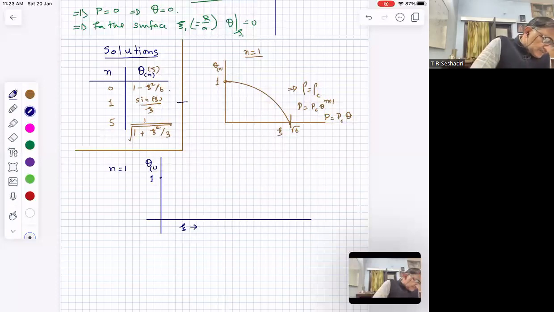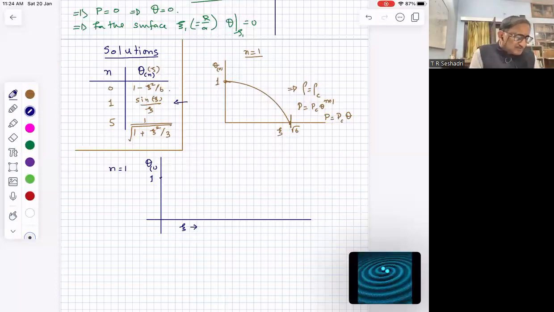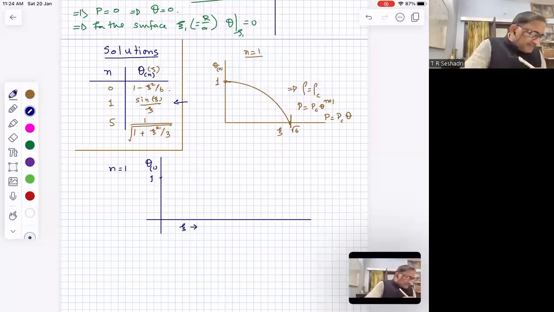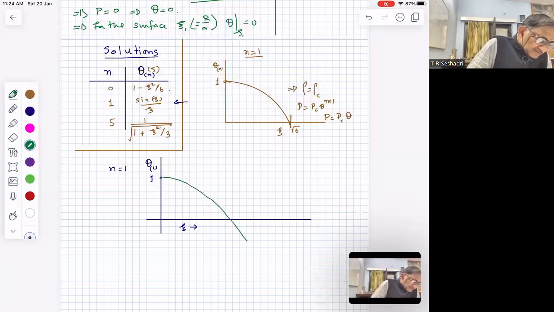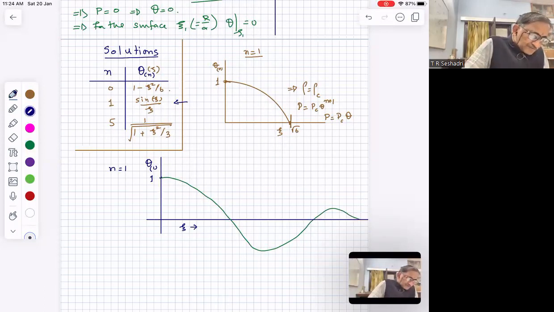Right? I mean, this is my solution. So what value of xi will theta become 0? Pi. At xi equal to pi, it will hit the first 0. But then at every integer value of pi, it will be hitting the 0. And so the solution for this will be something like this. It's like that Fraunhofer pattern, Airy pattern in optics.